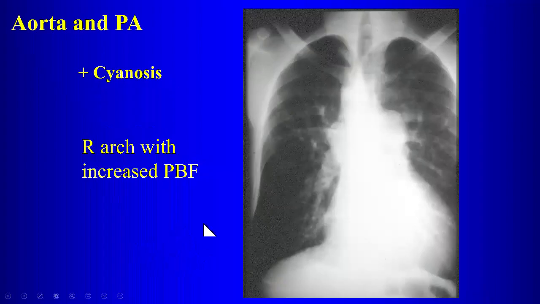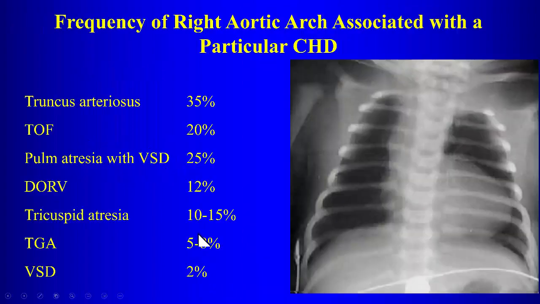Now, what about this case? Here we have increased pulmonary blood flow, cyanosis, but we also have a right arch. So when you're trying to figure out where the arch is, look at the trachea. So the indentation on the trachea tells you where the arch is. So here the arch is on the right. So if you have a right arch with increased blood flow and cyanosis, what lesion are you supposed to think of here? Truncus arteriosus. So here you consider truncus because truncus also is associated with right aortic arch.